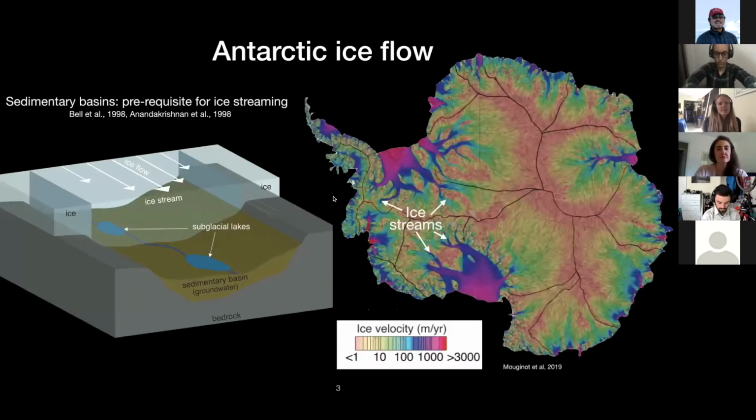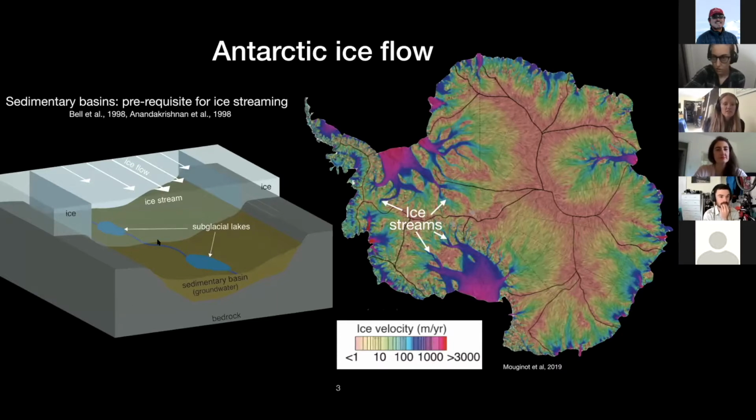So a good place to look for these deep groundwater reservoirs is beneath ice streams, which are these fast flowing regions that we know feed ice from the continental interior to Antarctica's exterior to the oceans. And one of the reasons we want to look beneath ice streams is because sedimentary basins are a prerequisite for the formation of these ice streams.